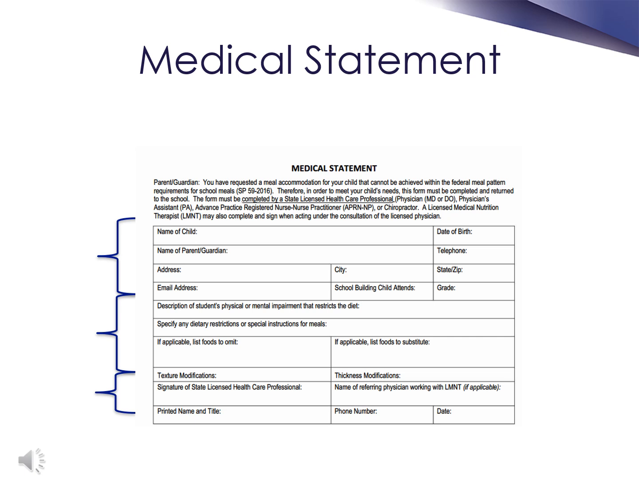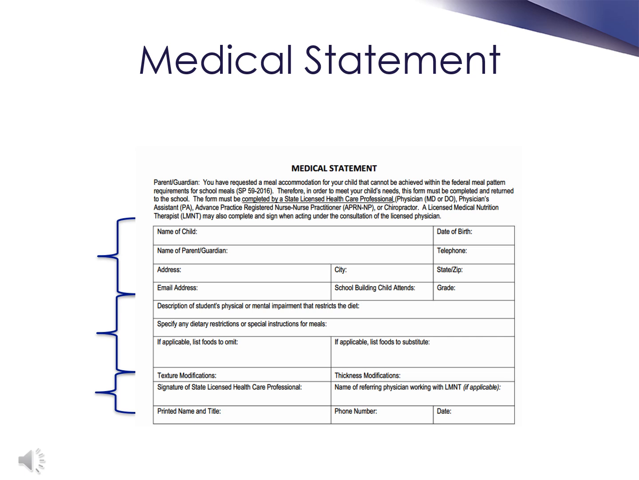The medical statement requires the same student information and contact information as the request for meal accommodation form. This form also requires a description for the physical or mental impairment and any dietary restrictions or modifications. Again, a medical diagnosis is not required to be listed. Foods to omit and foods to substitute can be listed if applicable. There is also a section to indicate if texture or thickness modifications are needed. With a medical statement on file, an SFA can be reimbursed for meal modifications outside of the program meal pattern.